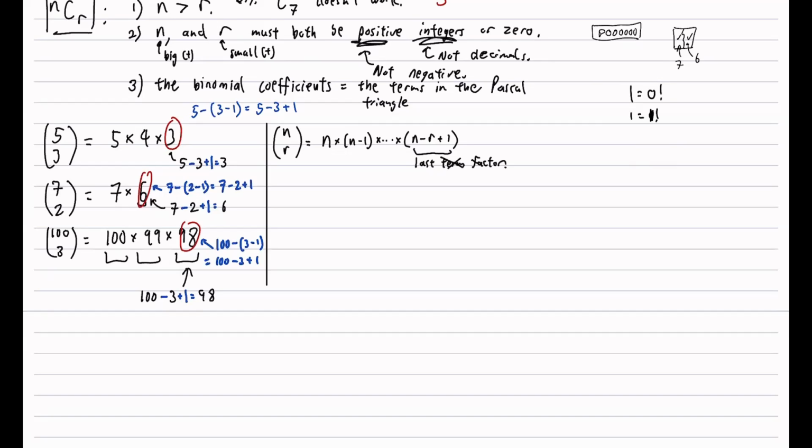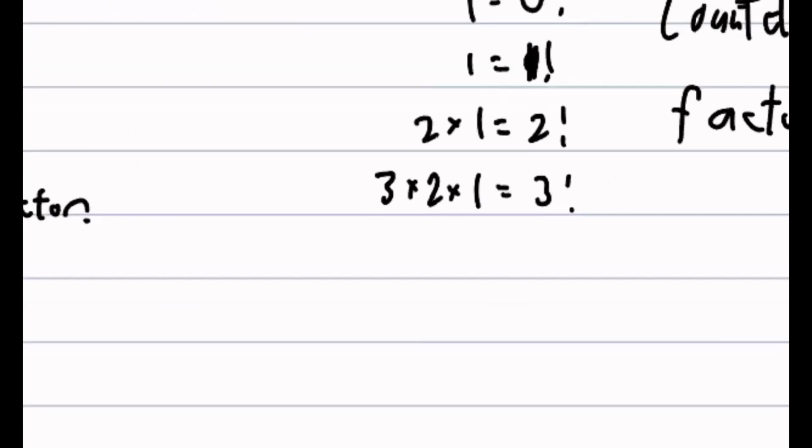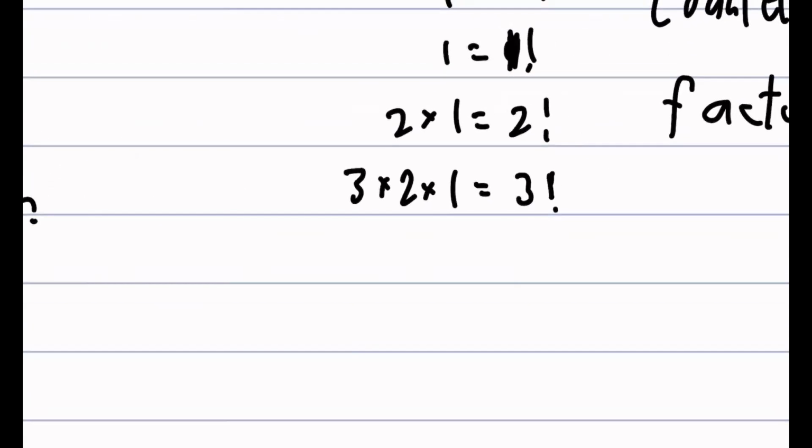1 factorial will be 1. 2 factorial will be 2 times 1. 3 factorial will be 3 times 2 times 1. Oh, countdown. I like to call it the countdown function. It's just called a factorial. You don't see 3 exclamation mark, then you say 3, 2, 1. No, you don't. It's a factorial. Okay. 4 factorial is 4 times 3 times 2 times 1, so on and so forth.